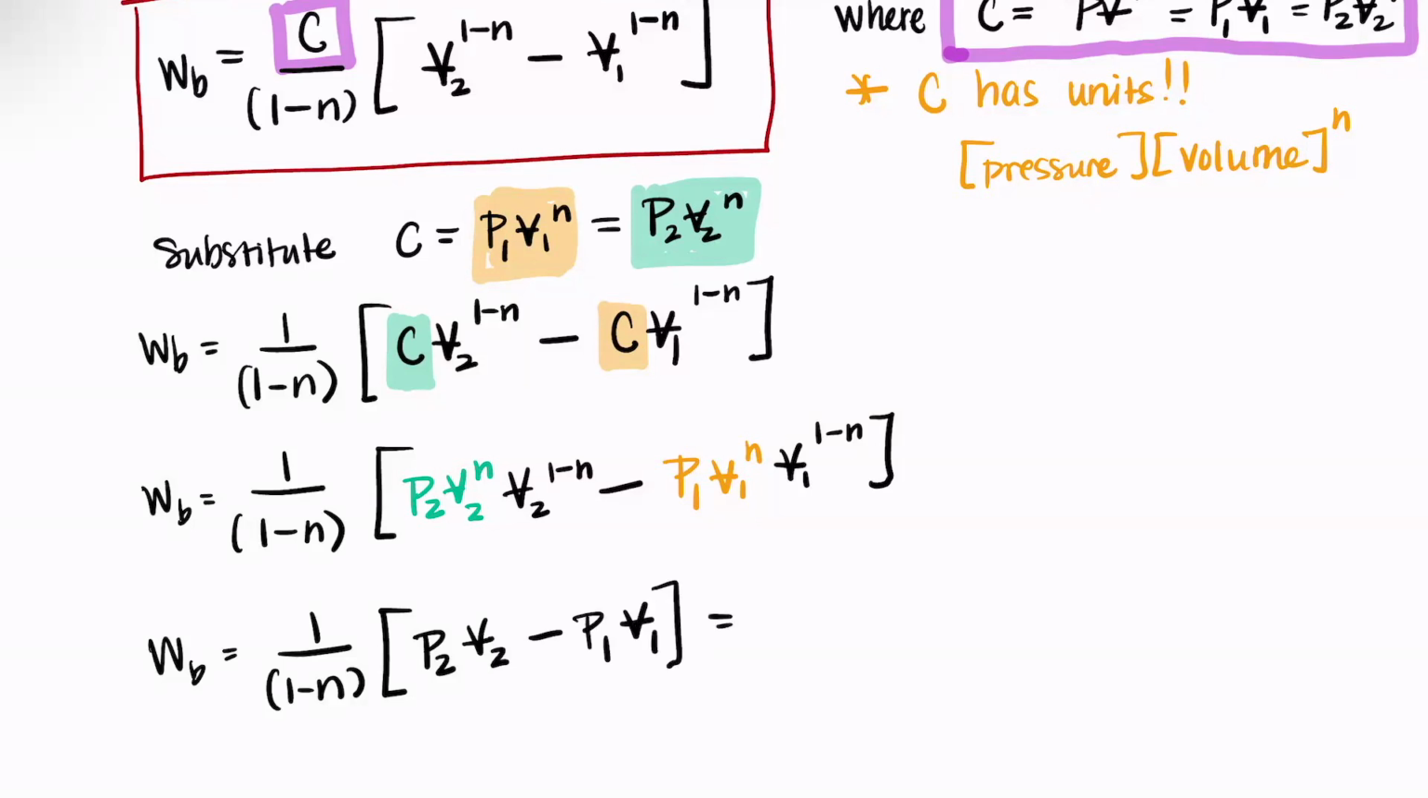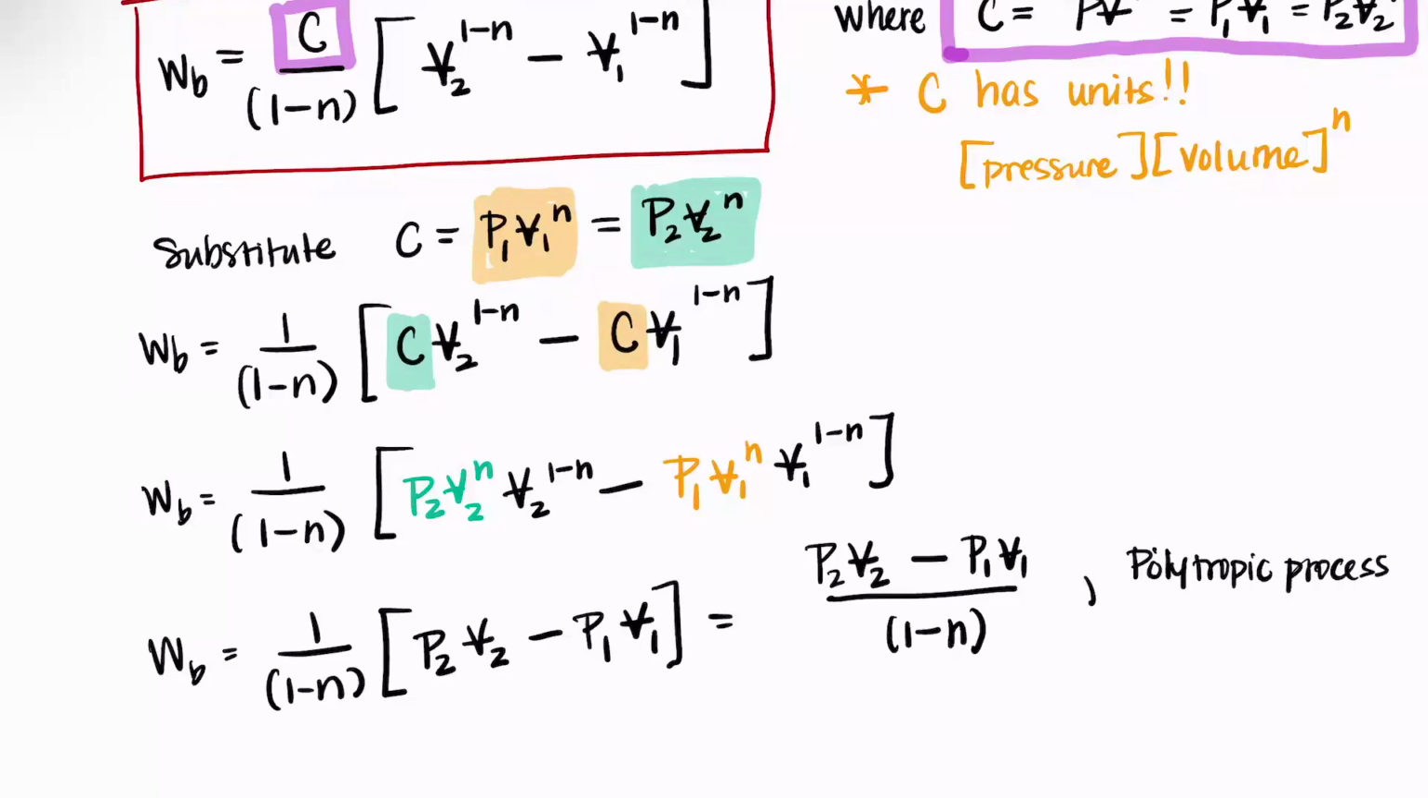All right, so our final answer is that we have the pressure times the velocity at state 2 minus the pressure times the velocity at state 1, divided by 1 minus N, is our expression for the boundary work. And this is for a polytropic process with N not equal to 1.